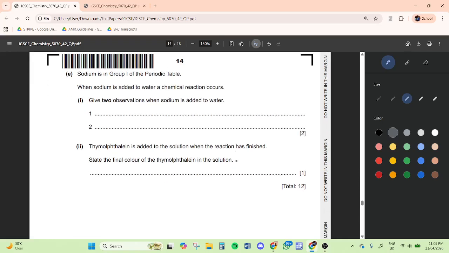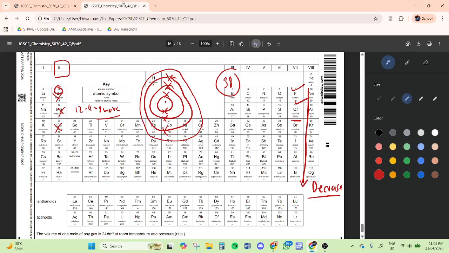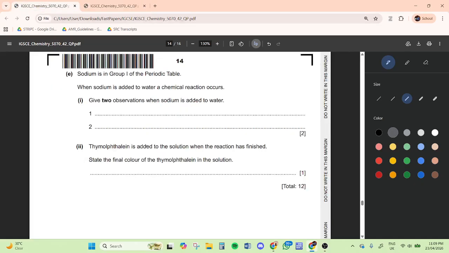All right, we're right at the end. When sodium is added to water, a chemical reaction occurs. Give two observations when sodium is added to water. If this was another group 1 element, for example rubidium or cesium, you could very happily write explodes. But thankfully, we're dealing with the less reactive sodium. So keep it simple. You're going to write fizzing, and you're going to write solid dissolves.